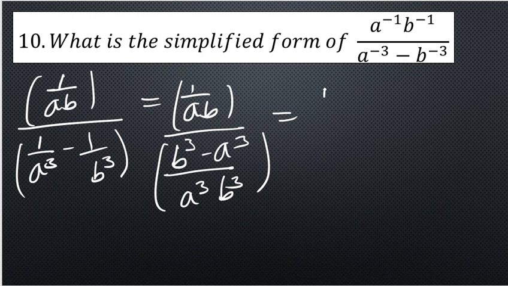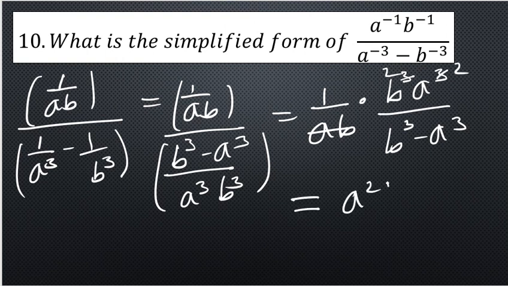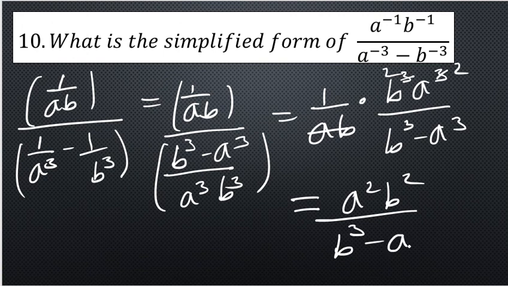Then this is the same as b minus a over ab times the flipped denominator, a cube b cube, the whole over b cube minus a cube. Then here ab will be cancelled, and the exponents will be squared for both. So finally it will be written a square b square, the whole over b cube minus a cube. This is it. These are some 10 questions from previous years of the grade 12 national examination.